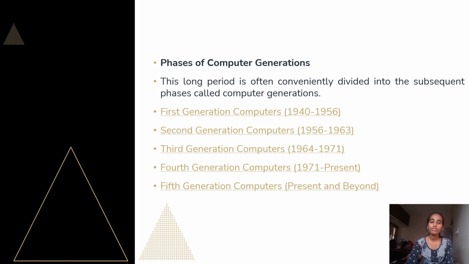Let us see the phases of computer generation. This long period is conveniently divided into the subsequent phases. First generation computers were from 1940 to 1956. Second generation computers are from 1956 to 1963. Third generation computers were from 1964 to 1971. Fourth generation computers are from 1971 to present. Fifth generation computers are present and beyond.